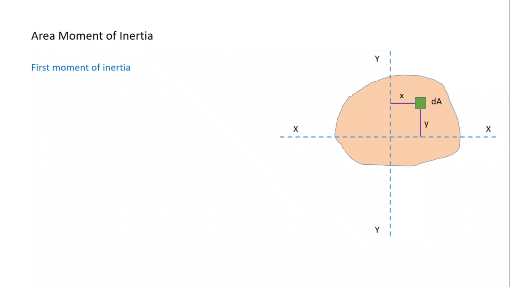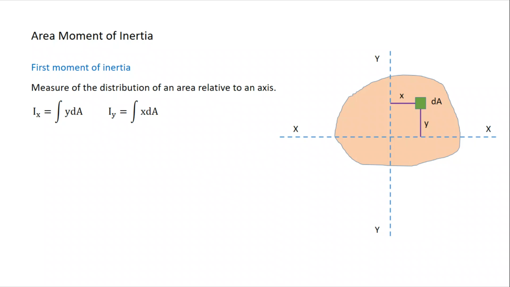So what is the first moment of area? The measure of the distribution of an area relative to an axis. Mathematically, we define it as: about the x-axis, Ix is equal to the integration of y dA, and about the y-axis, Iy is equal to the integration of x dA.